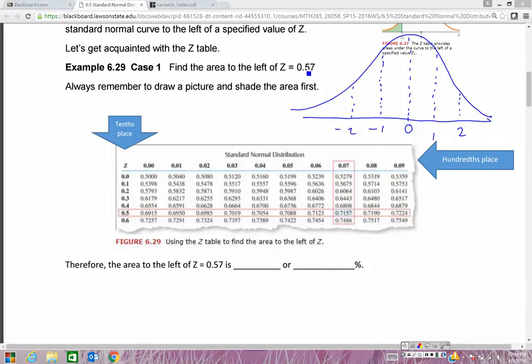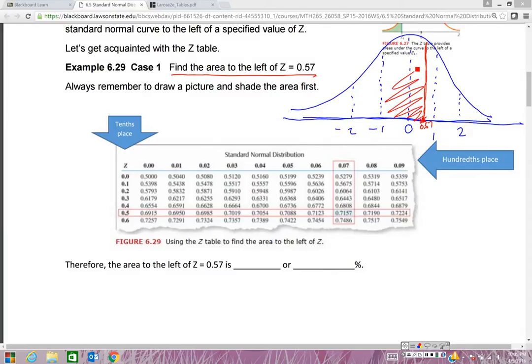Where is 0.57 on this horizontal axis? Well, it has to be between the 0 and the 1. So somewhere here, right? And if it says find the area to the left, where should I shade? I should shade to the left of 0.57.